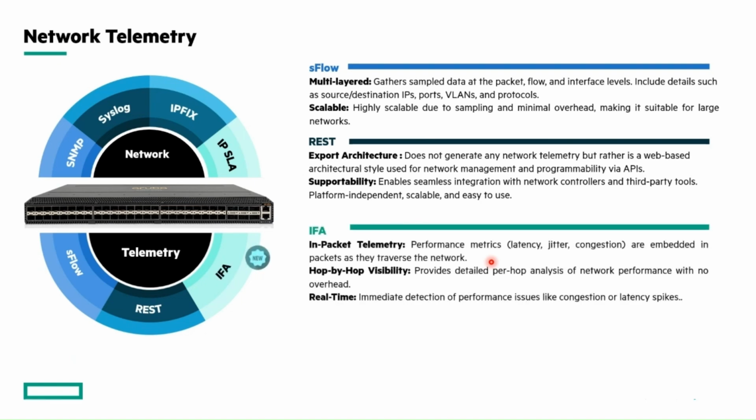Now, coming to the final one, something we are introducing for the first time in AOS-CX switches, which is IFA, which stands for in-band flow analyzer. It is an in-band packet telemetry method providing performance metrics such as latency, jitter, and congestion, which are actually enabled in the packets as they travel through the network. IFA not just provides flow details, but rather provides hop-by-hop visibility in the network and helps in real-time detection of performance issues such as congestion or latency spikes.